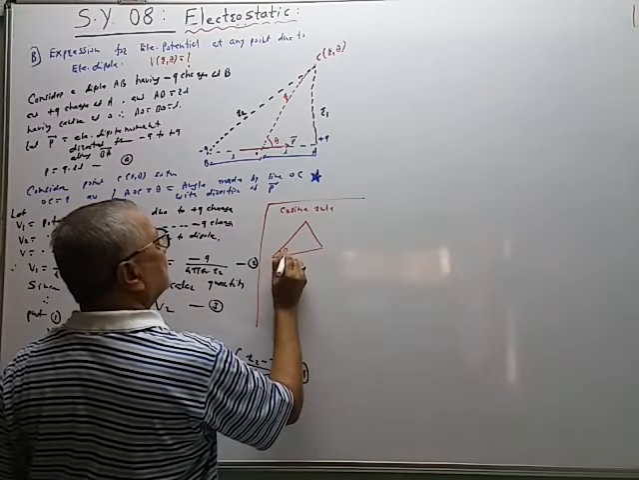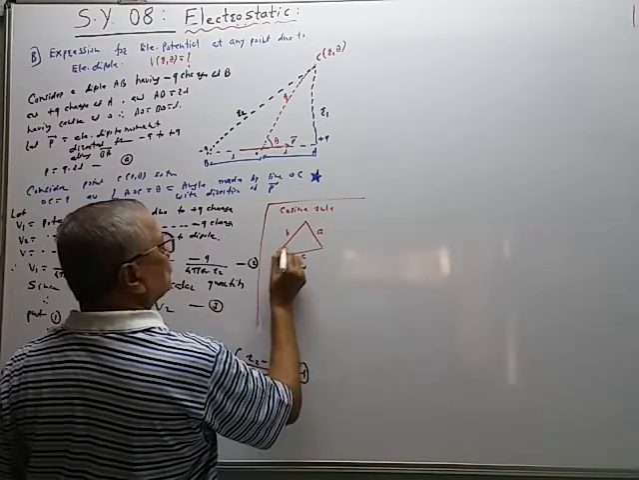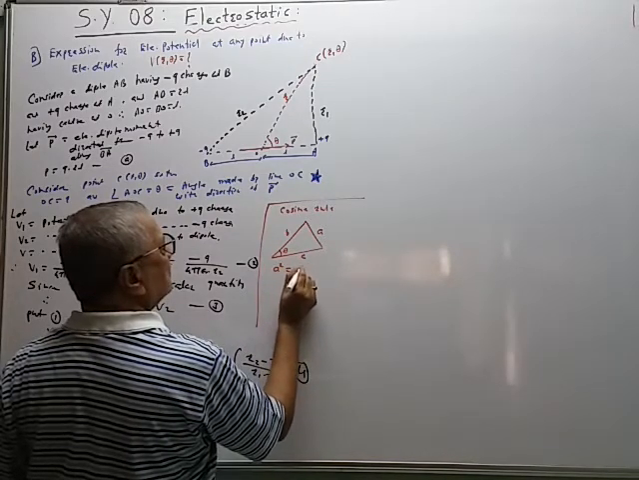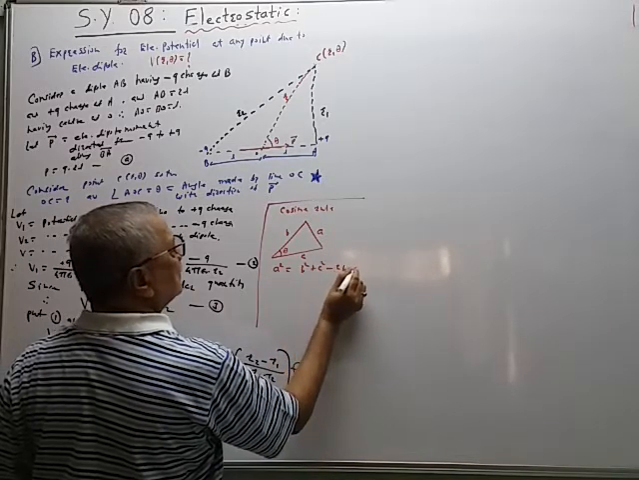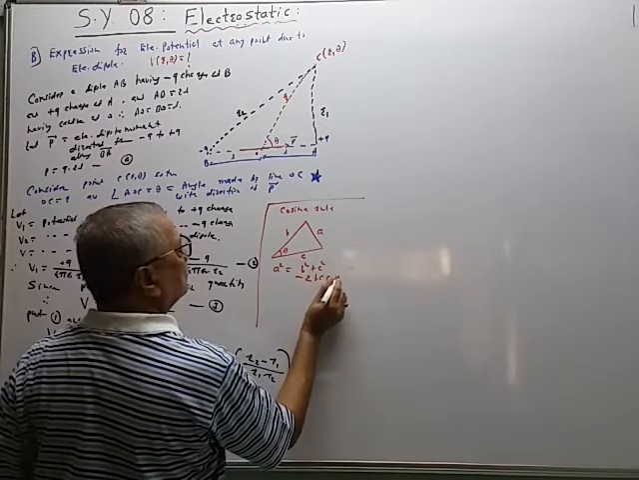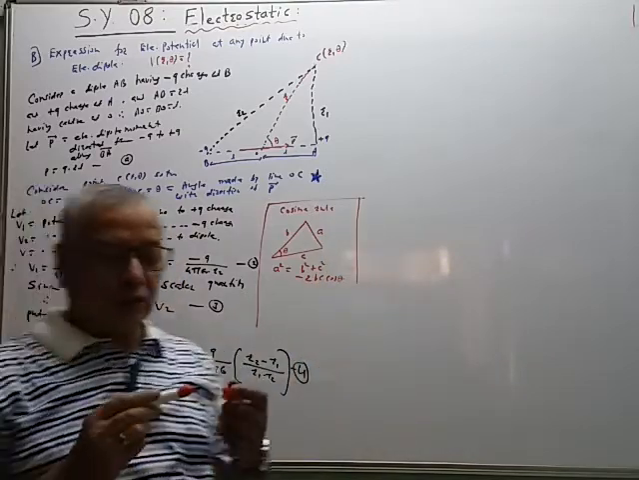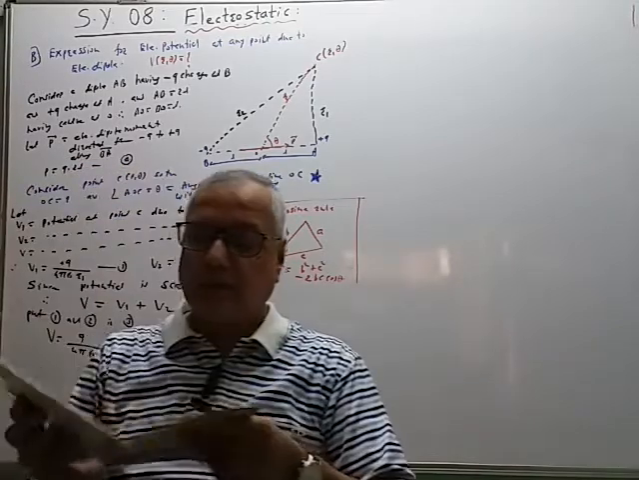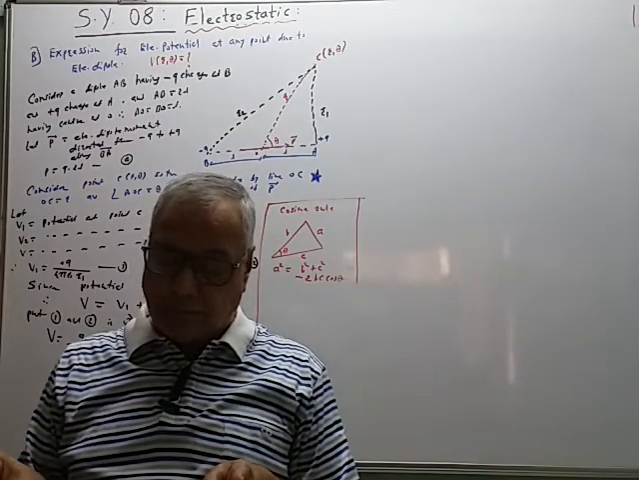So this angle is theta. This is A, this is B, this is C. The side opposite to theta is given by A square equal to B square plus C square minus twice BC cos of theta. This is the cosine rule, an equation similar to the law of parallelogram. We have to use this cosine rule now for simplification.